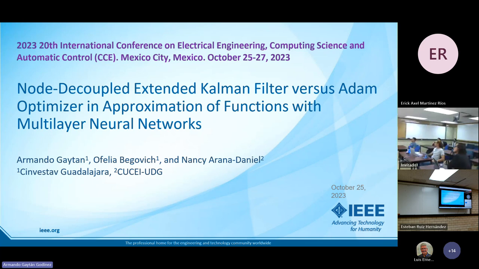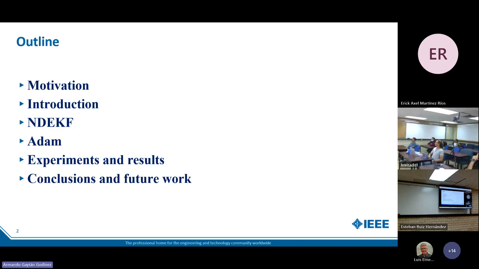Good afternoon. My name is Armando Gaitán. I am a doctoral student at CIBEX Estado Guadalajara. I have the pleasure of presenting the research work, Nonlinear Decoupled Extended Kalman Filter versus Adam Optimizer in Function Approximation with Multilayer Neural Networks, in collaboration with Begovic and Arana Daniel. In this presentation, first, the important aspects that motivate the research, a brief introduction, then the two algorithms that are compared, Nonlinear Decoupled Extended Kalman Filter and Adam Optimizer. Next, the experiment carried out and the results obtained. And finally, the conclusions and future work.